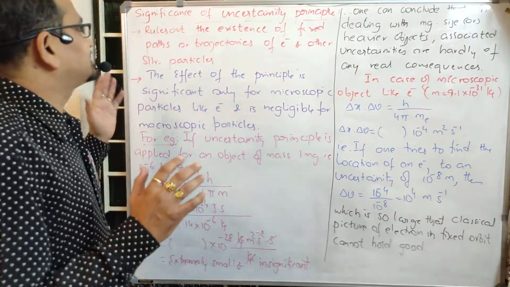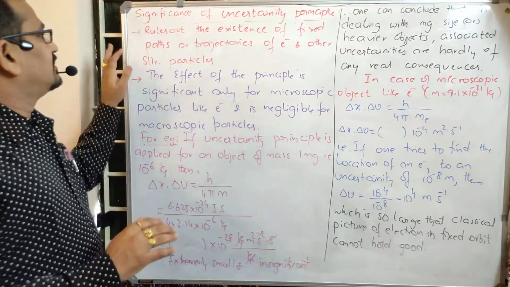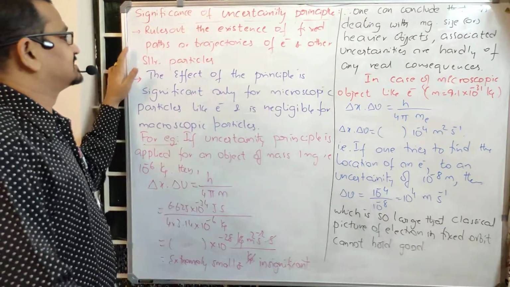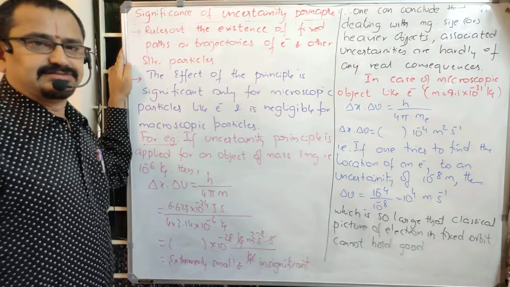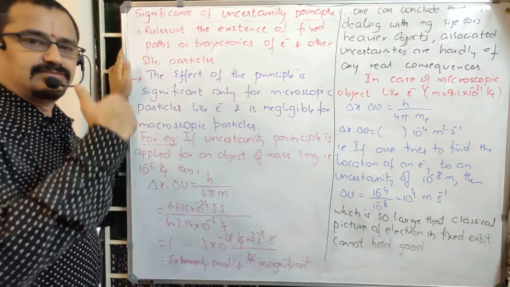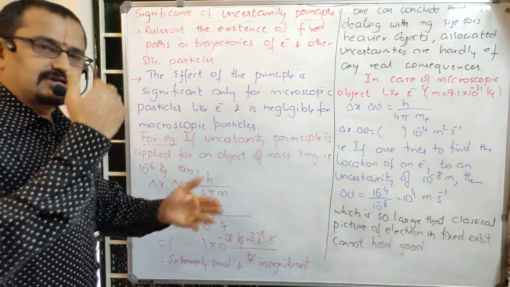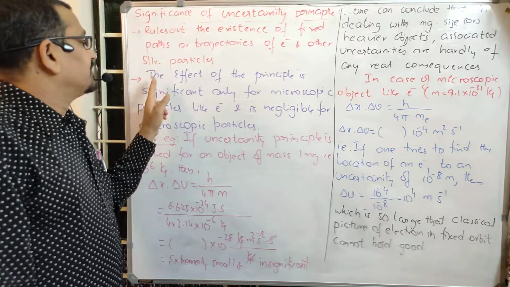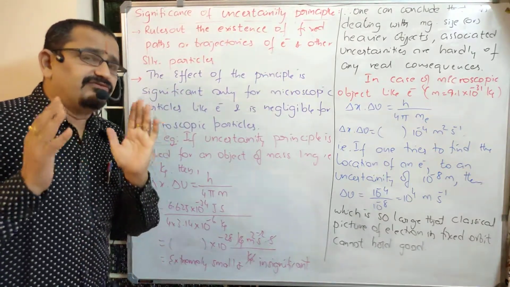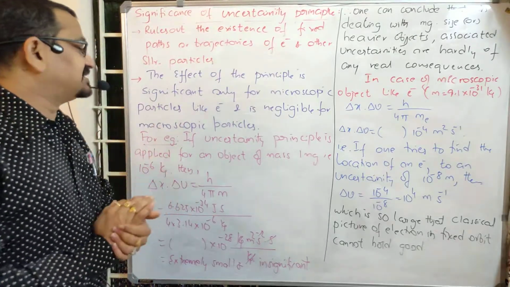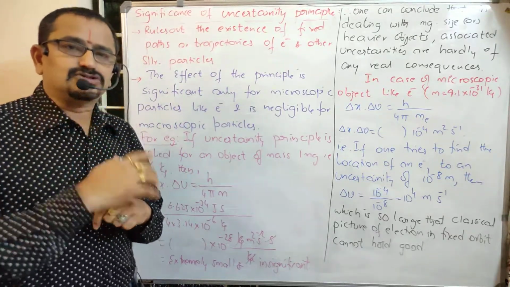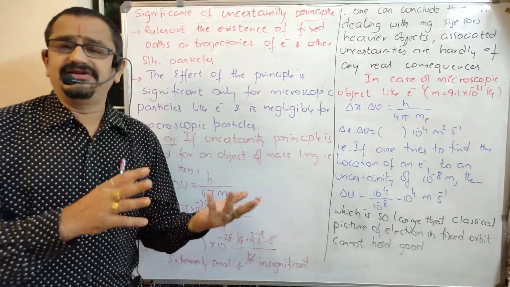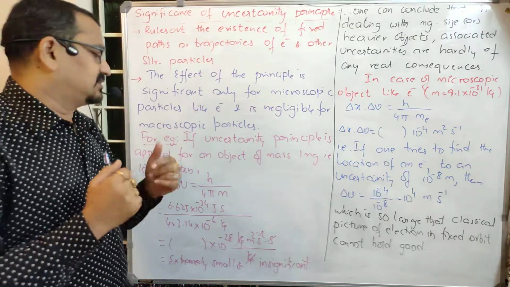Let us see the significance of this uncertainty principle. The first significance was it ruled out the existence of fixed circular paths or trajectories of electrons and other such particles. Just now we discussed this. Okay, it was ruled out because of a change in trajectory by the incidence of light. Next significance was that the effect of the principle is significant only for microscopic particles. The effect of the principle is significant only for microscopic particles like electrons, and is negligible or invalid for macroscopic particles and objects.